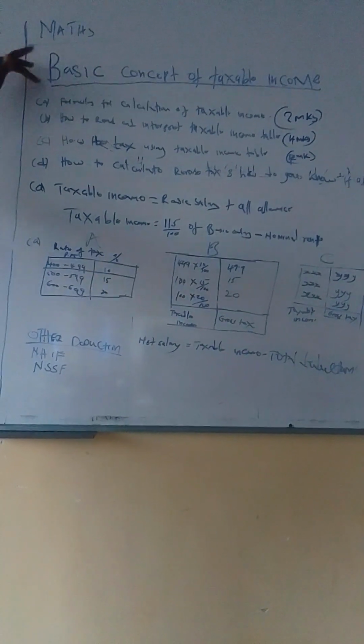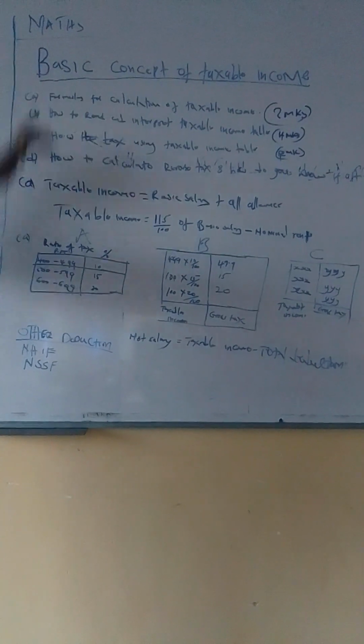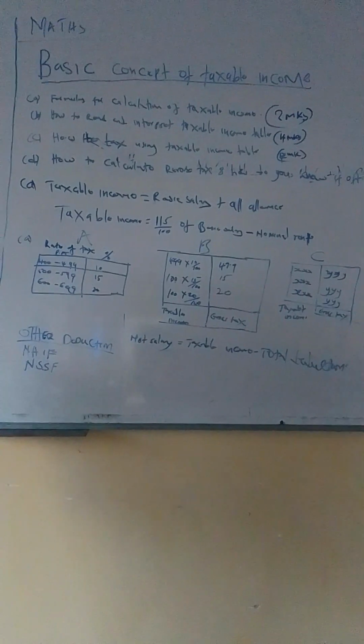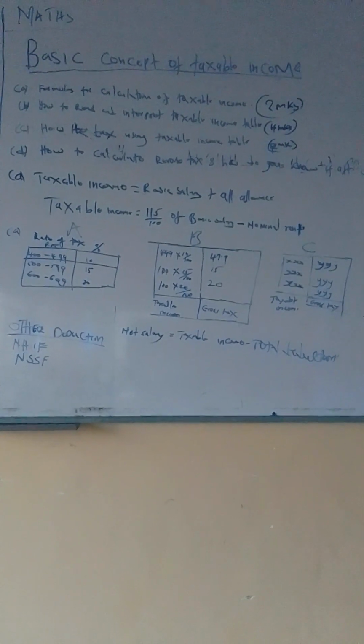I'm going to take you through the 4 steps. Step number 1, formulas for calculation of taxable income. We have only 2 formulas for calculation of taxable income.